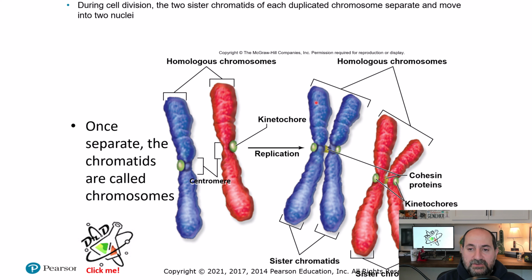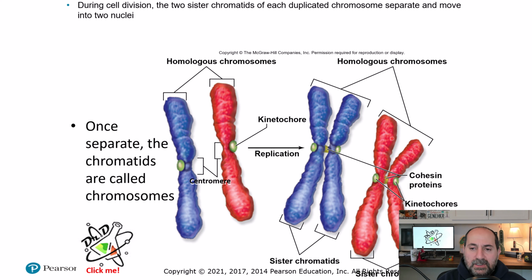The two blue ones are still homologous to the two red ones, as long as they all have the same shared chromosome number. So for example, if all four of these blue and red chromosomes are chromosome 1, then yes, these two sister chromatids are homologous to these two sister chromatids, if that makes sense.